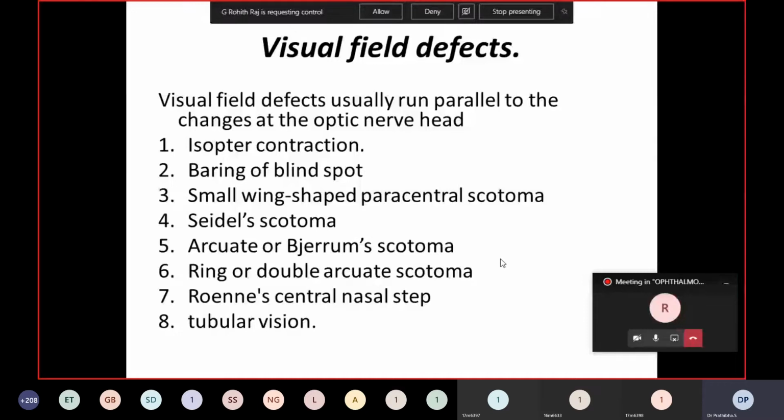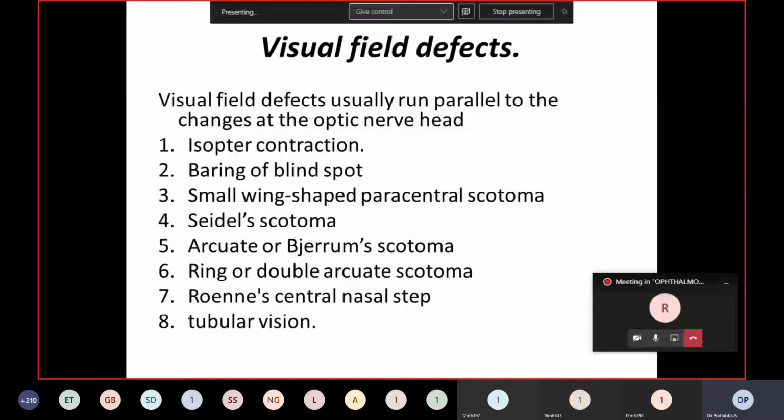So visual field defects, some names are given for these visual field defects. The field defects usually run parallel to the changes of the optic nerve head. So wherever there is a nerve fiber layer defect, that part is depicted as visual field defects. The names are like isopter contraction, baring of blind spot, small wing-shaped paracentral scotoma. Each one I'll be discussing later. Just to enumerate, I have put it in one slide.